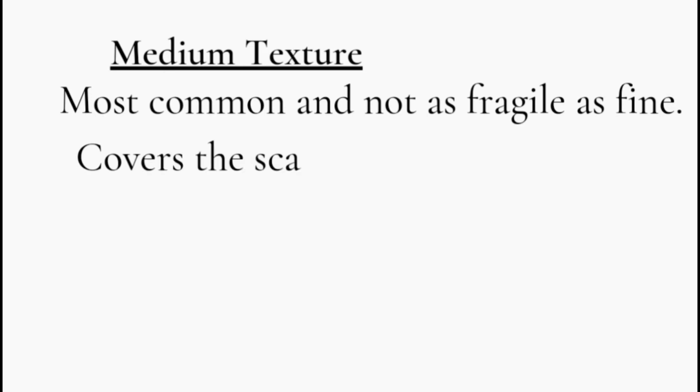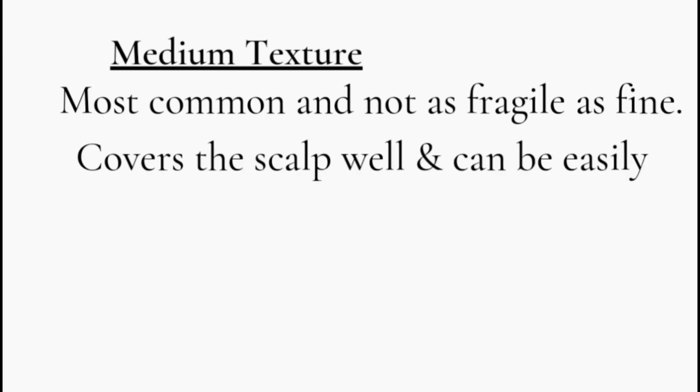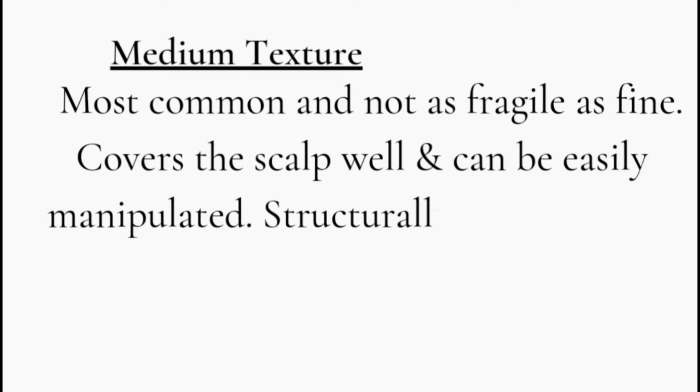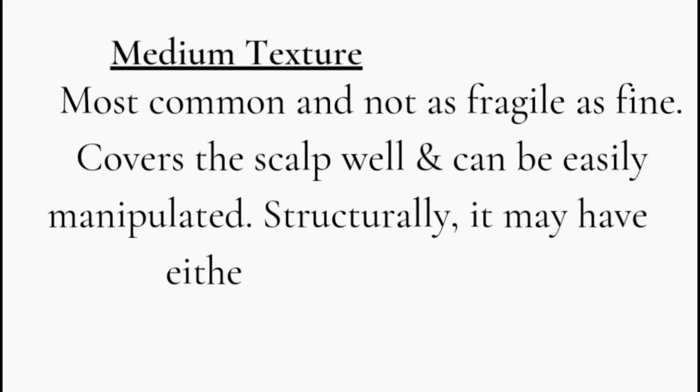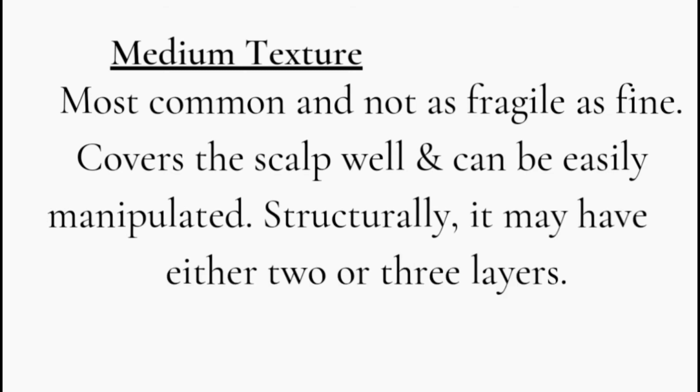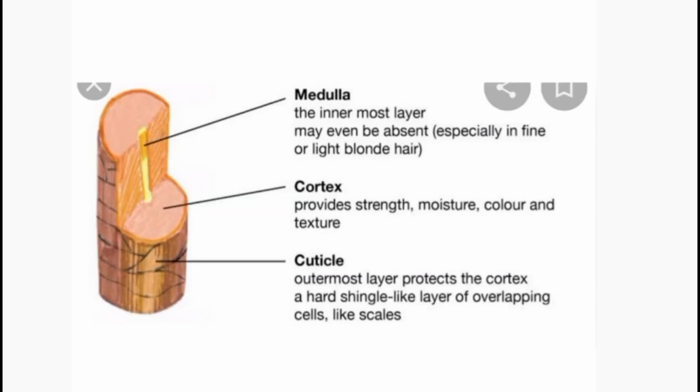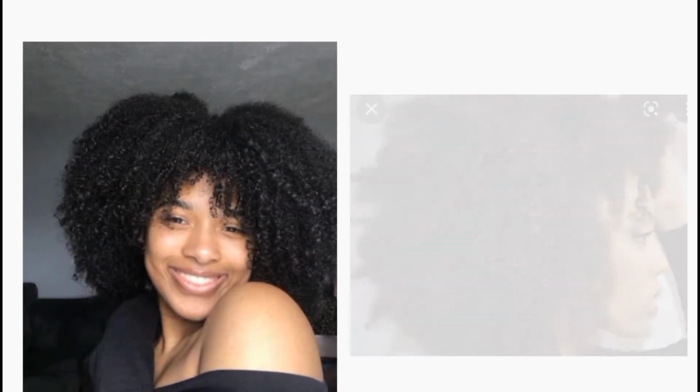Medium or combination hair, like I like to call it, is the most common among people and it is not as fragile as fine textured hair. It covers the scalp pretty well and it can be manipulated easily. Structurally, it can have two or three layers. That's the cuticle, the cortex, and the medulla.